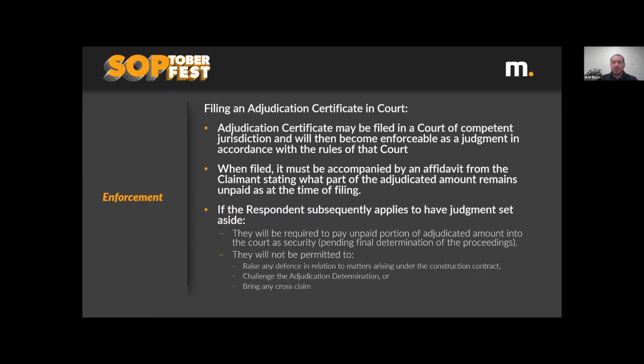And a respondent won't be permitted to raise any defence concerning matters arising under the construction contract. They won't be permitted to challenge the adjudication determination and attempt to revisit issues that have already been determined by the adjudicator, and the respondent won't be entitled to bring any cross-claim. So again, we'll talk about this in a few slides' time, but there are quite limited bases upon which adjudication determinations can be challenged. And it essentially boils down to a failure to adhere to one of the strict requirements of the Act, and a lack of jurisdiction really on the part of the adjudicator.